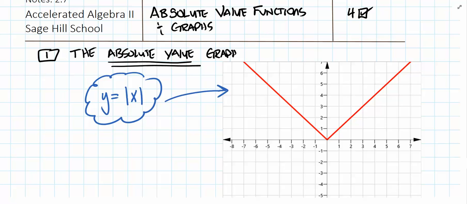Okay, so we're talking about absolute value functions and graphs. I have 4 boxes, but I think I actually have 5. So here we go.